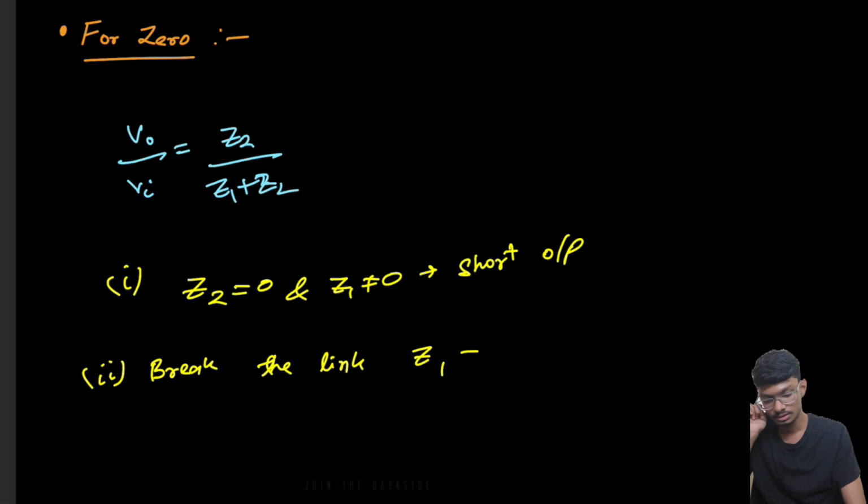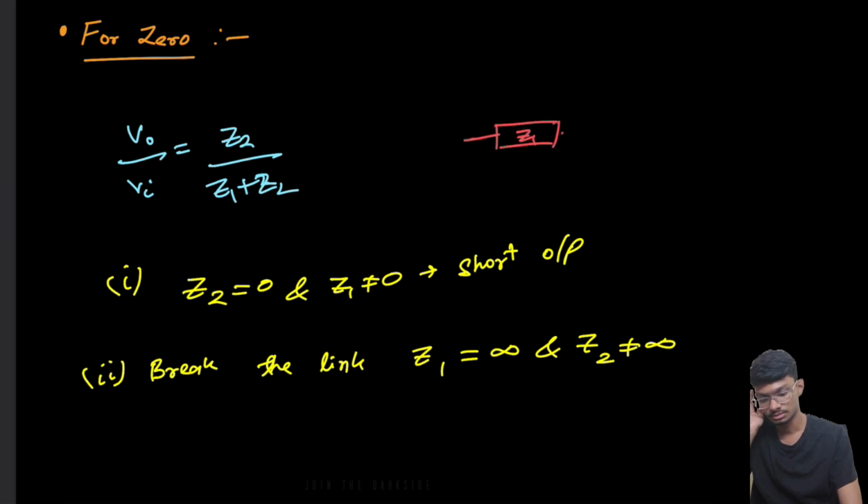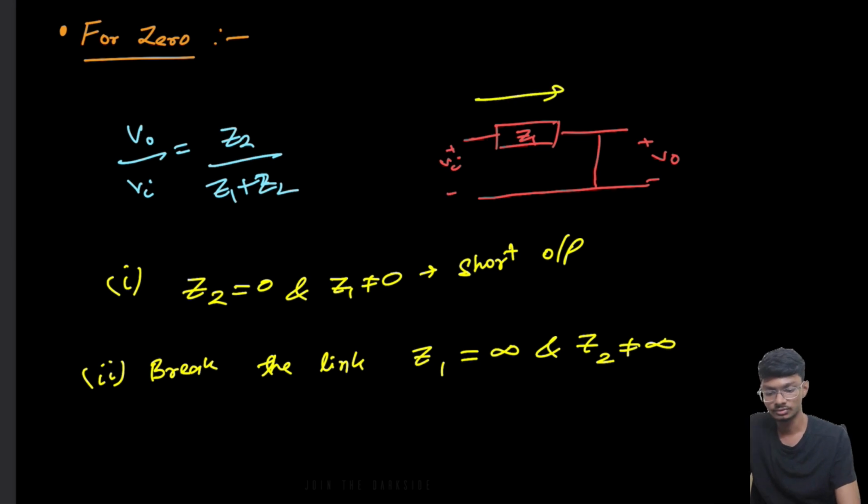Z1 is infinity and Z2 is not equal to infinity, right? So I am drawing the circuit diagram for both these cases. The first diagram is something like this. This is Z1, this is shorted, this is VO, and this is VI, right? A finite current, VI by Z1, is flowing through this. So finite current times this 0 impedance will be 0 voltage.